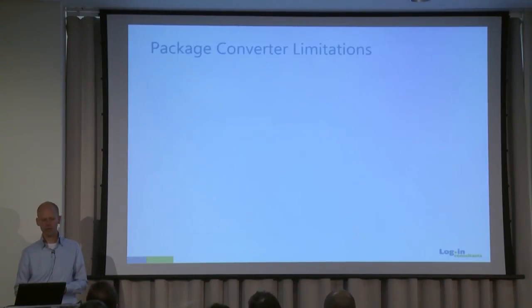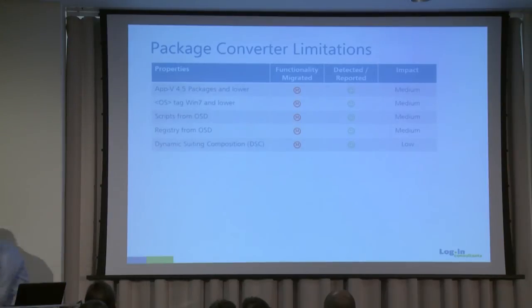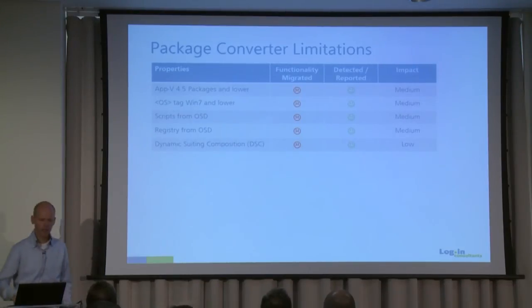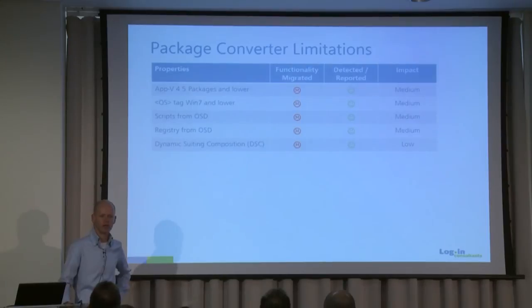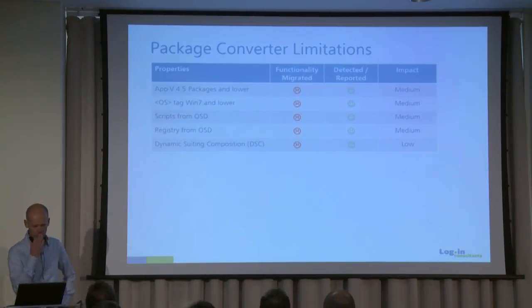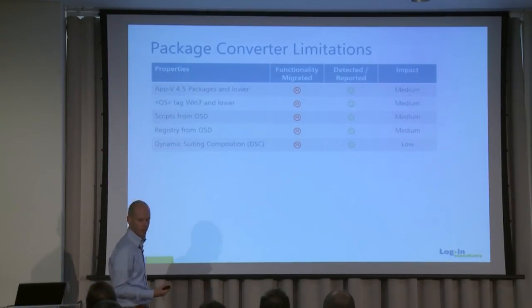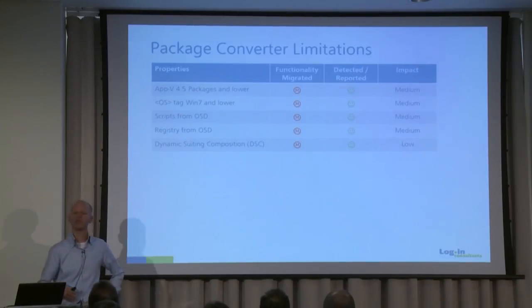And let me walk through some of the things that we've run into. This is not an all-inclusive list, but these are the things that we found out. To start with, you need an AppV4.5 package, otherwise the converter won't even convert. Luckily, we didn't have that issue, but if you have any 4.2 packages, you need to migrate to 4.5 first. You need to at least have the OS tag Win7 in there. If you have Windows XP, the converter will not work.